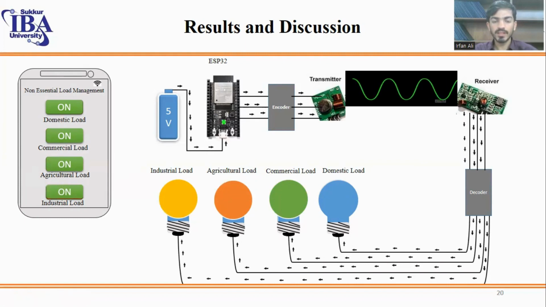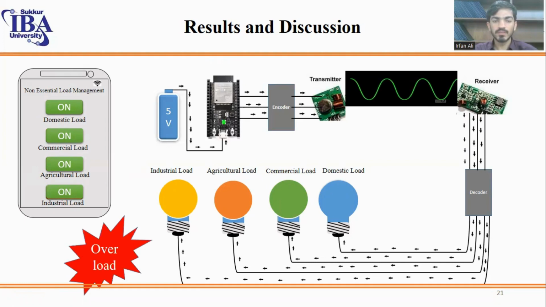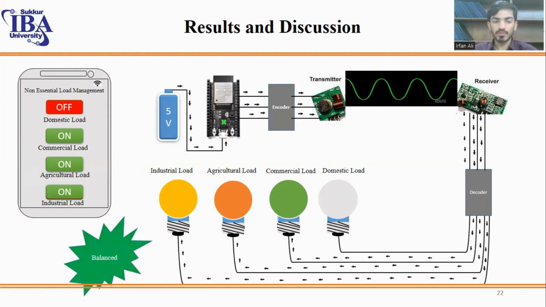Now, when there is any case of unbalancing, like overloading, the system will automatically turn off the domestic load to balance the system, just like this.